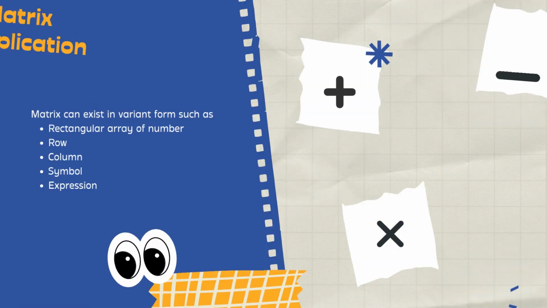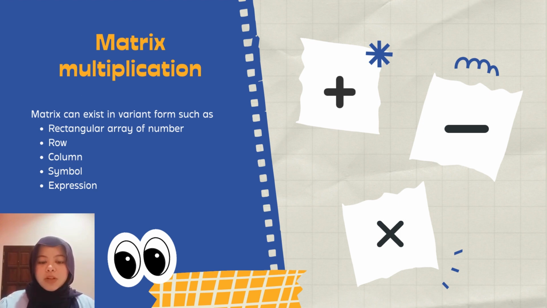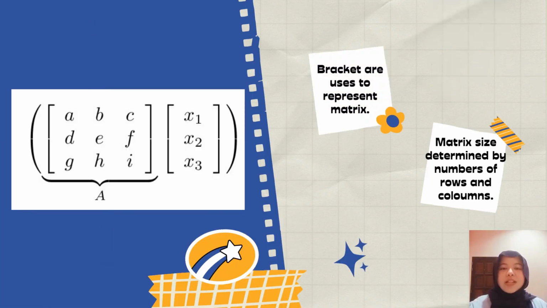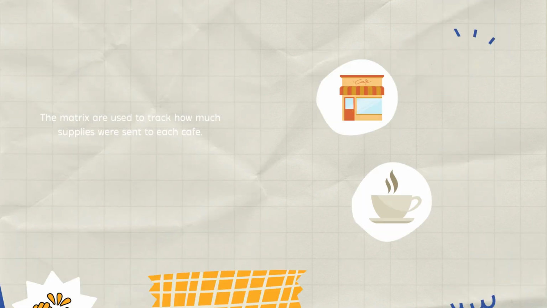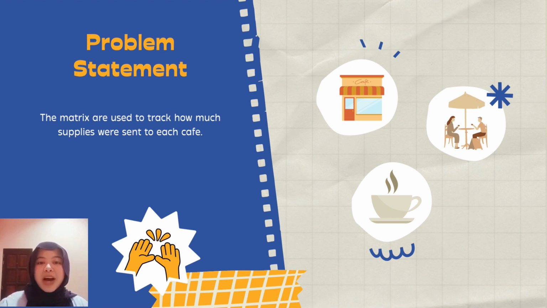Before we move to the data parts about matrix, let's take a look first at what a matrix is. Matrices can exist in various forms, such as a tabular array of numbers, rows, columns, and symbol operations. Matrices support mathematical operations that include addition and subtraction. Usually brackets are used to represent the matrix. The problem statement is that matrices are used to track how many supplies were sent to each cafe.